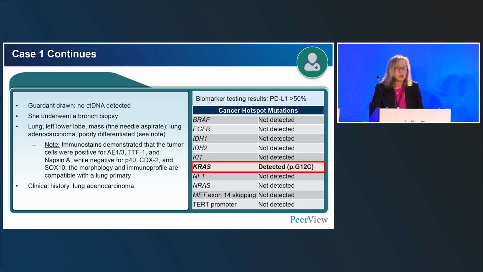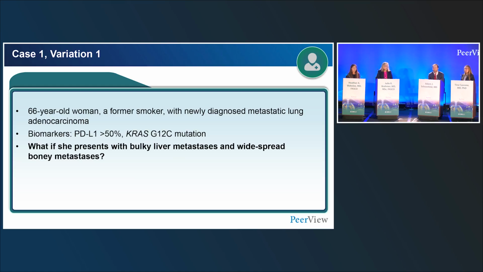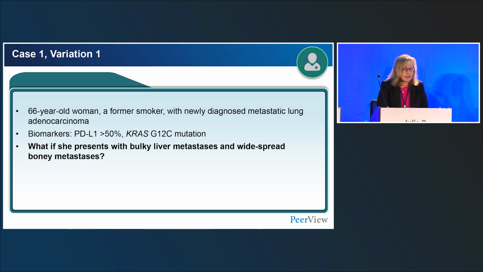So, what do you do? But now, a slightly different scenario. Would your recommendations change? Same 66-year-old lady, former smoker, newly diagnosed metastatic lung cancer, PDL1 high, KRAS G12C mutation, but now she has, in addition to the brain metastasis, the left lower lobe lesion and the small right lung nodule, bulky liver metastasis and widespread bony metastasis.